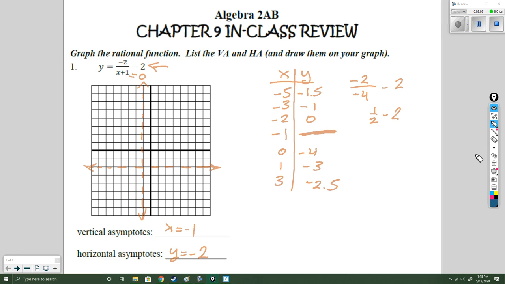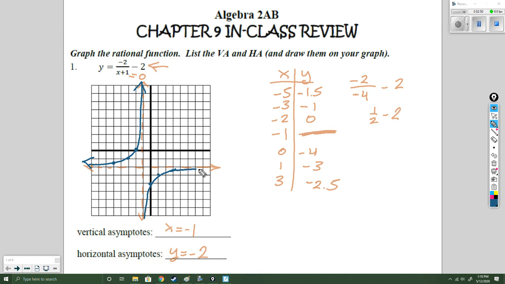All right, so now I'm going to plot those points. So we have -5, -1.5. -3, -1. -2, 0. And then for the branch on the right side, we have 0, -4, 1, -3, and then 3, -2.5. All right, so our function will look something like this, where we have the left branch and the right branch.